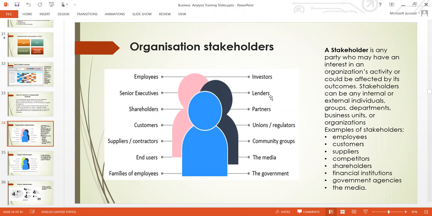Investors are stakeholders, lenders are stakeholders, partners are stakeholders. Unions to regulators, they are stakeholders. Community groups, they are stakeholders. The media, they are stakeholders. Government, they are stakeholders. So all these people are stakeholders.